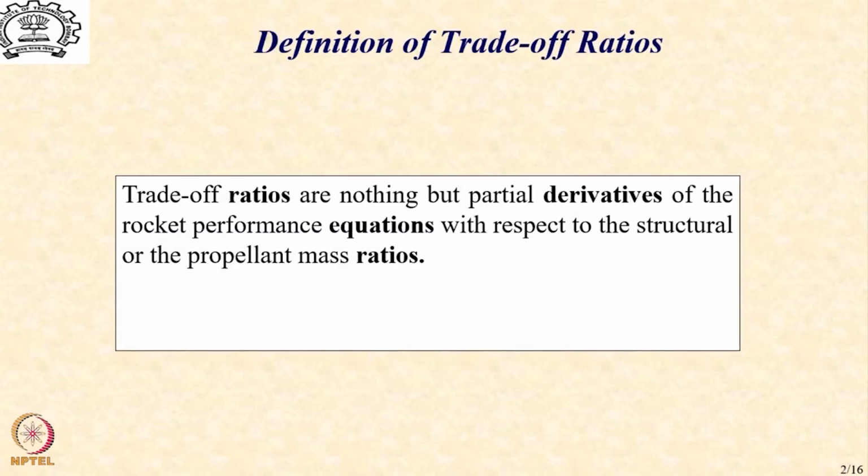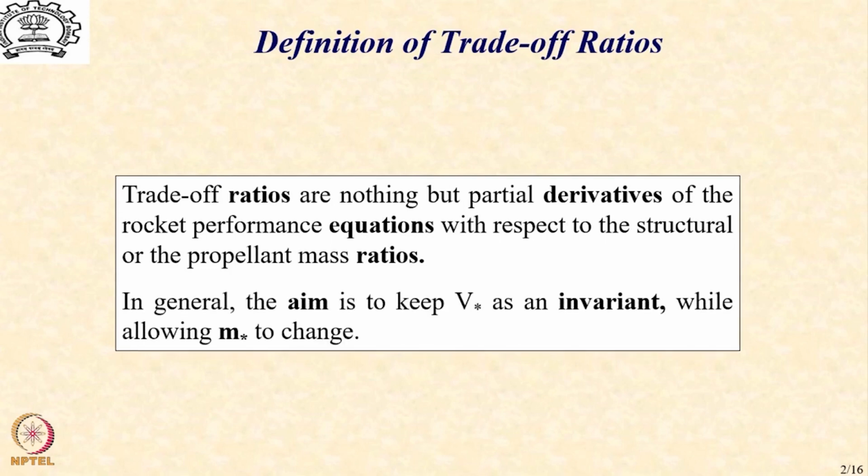As I had mentioned in the previous lecture, trade-off ratios are nothing but the partial derivatives of the rocket performance equations with respect to two configuration parameters, that is the structural mass or the propellant mass, which we know directly influence the rocket performance in terms of either the burnout velocity or in terms of the mission payload mass fraction.